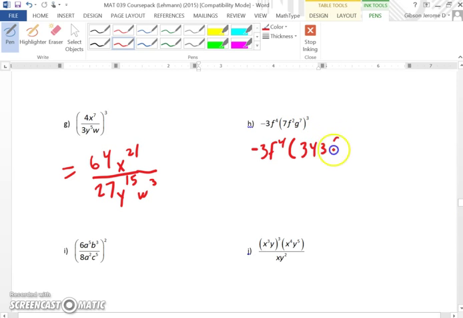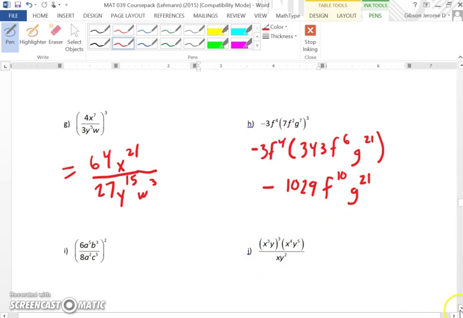F to the 2nd to the 3rd is f to the 6th. G to the 7th to the 3rd is g to the 21st. Now, negative 3 times 343, we know it's going to be negative. And when we multiply this, this will give us 1,029. F to the 4th times f to the 6th, same base, we add the exponents. That'll give us f to the 10th. And g, we have nothing else that matches up with g, so we'll bring g to the 21st down. Any questions on that problem?